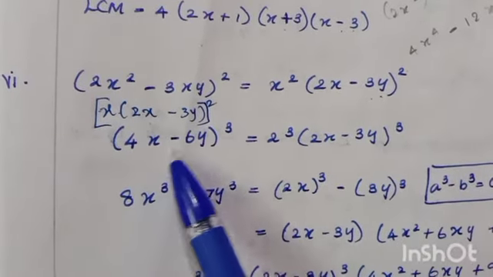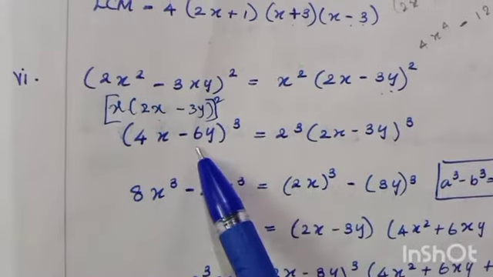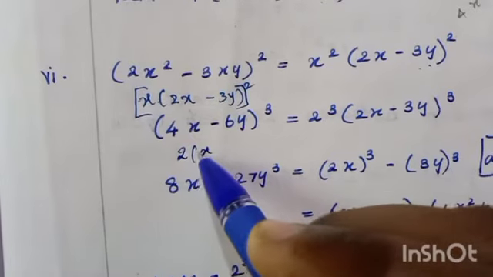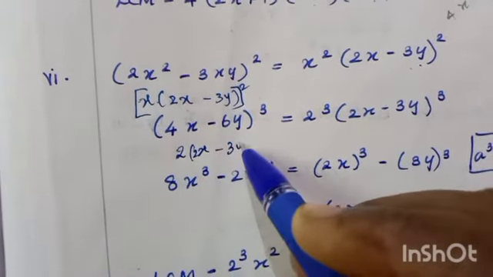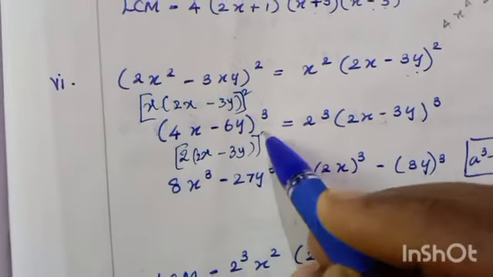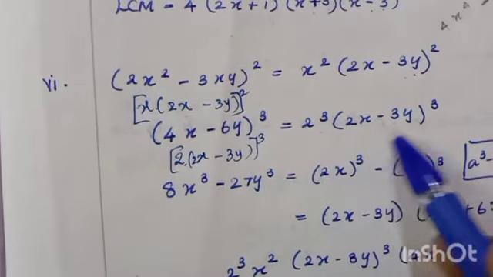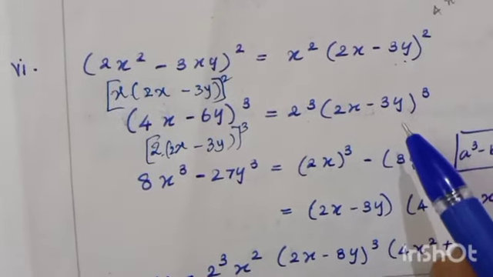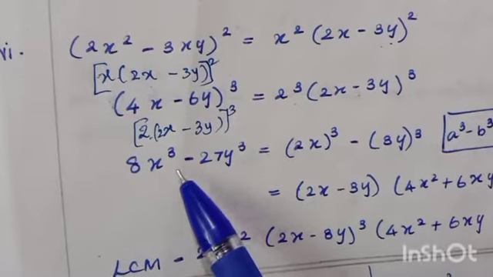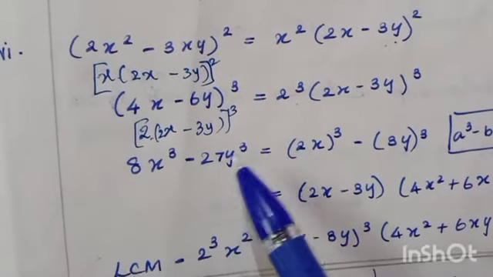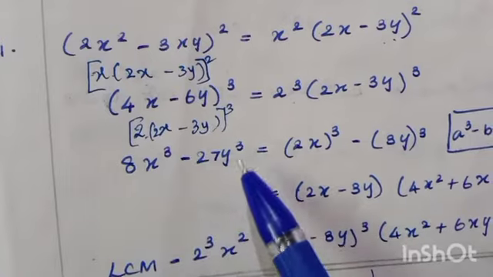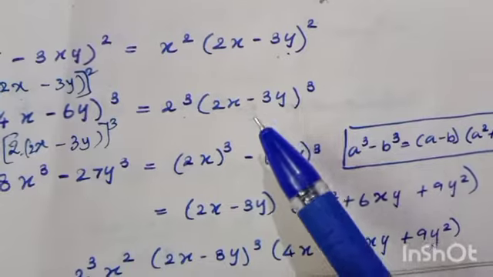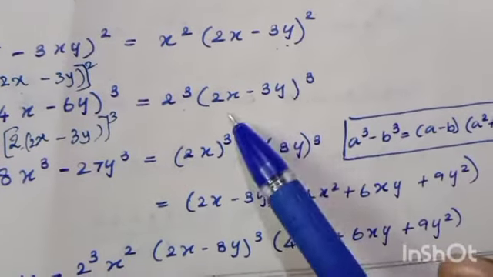The second expression is 4x minus 6y whole cube. Here 2 is common. What does that mean? 2 into 2x minus 3y whole cube. So that is 2 cube into 2x minus 3y whole cube. For this problem, you need not use the identities. Okay, the third expression is 8x cube minus 27y cube. It is a cubic number, and this is also a cubic number: 2x whole cube, 3y whole cube. As in the previous two expressions, we get the factor 2x minus 3y.